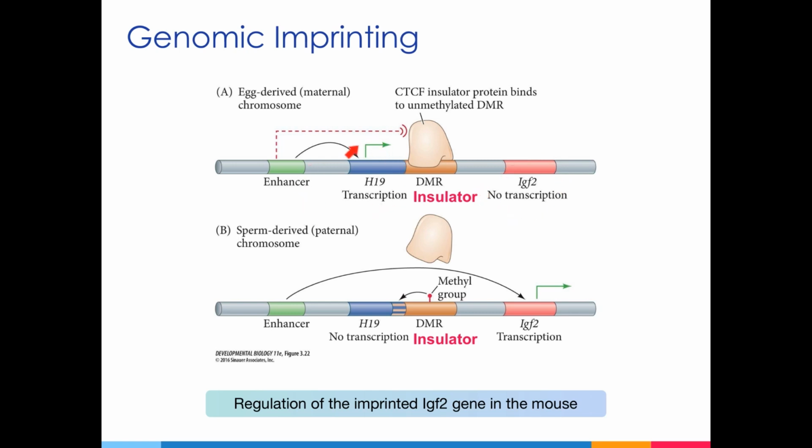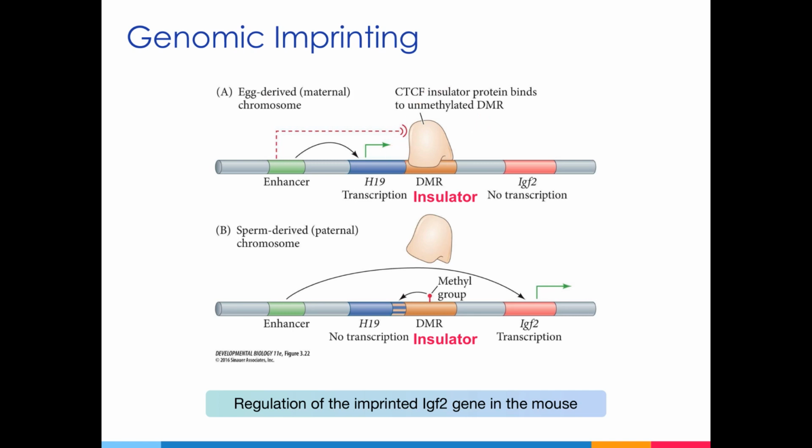Part A of the figure shows the maternal copy of the region that contains IGF2 and H19, while part B shows a sperm-derived, or paternal, copy. The maternal allele lacks a methyl group in this insulator, DMR, which is present in the paternal allele. Because of the lack of the methyl group, the insulator factor can bind to the insulator sequence, and the presence of the factor blocks the enhancer from activating the transcription of IGF2. So IGF2 is not expressed from the maternal allele due to the presence of the insulator factor.